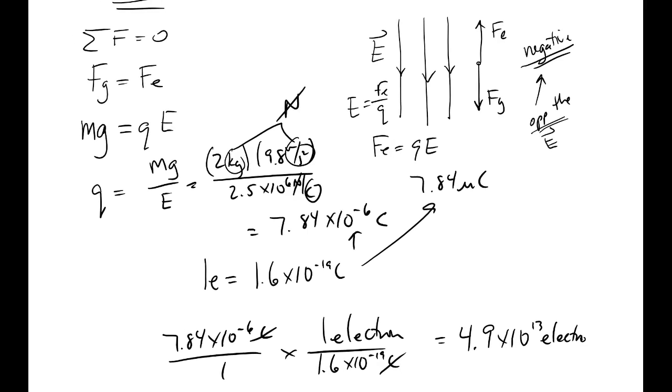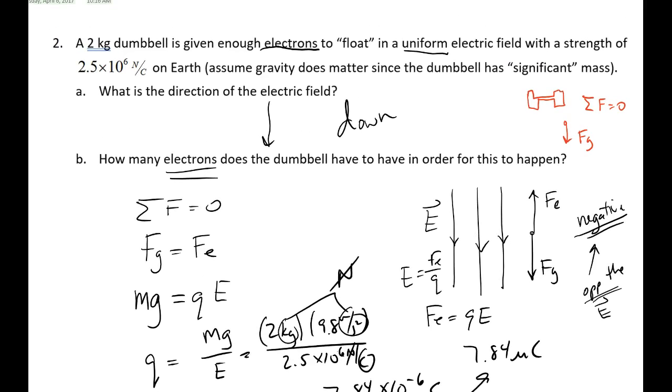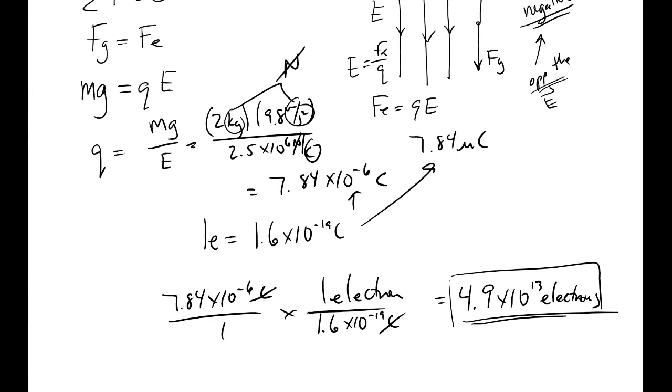And so that's how many electrons I would have to deposit on the dumbbell in order for a 2 kilogram dumbbell to float on Earth in a uniform electric field. So we could actually cause this 2 kilogram dumbbell just to levitate, which is kind of awesome. But we would need that many electrons added to it.